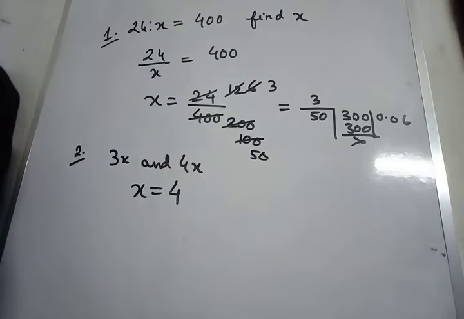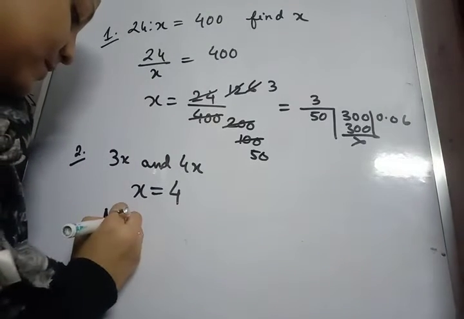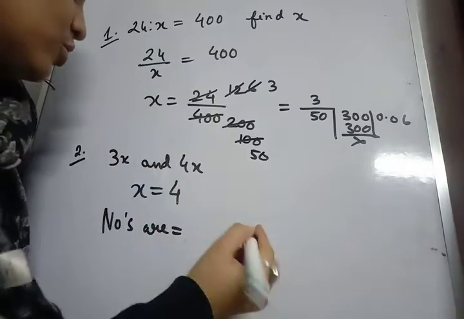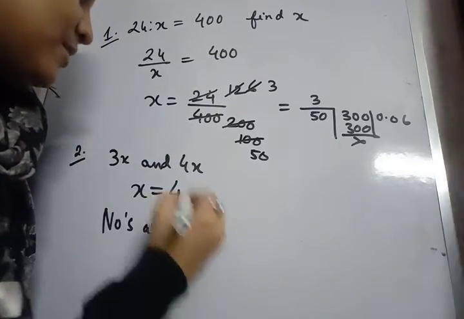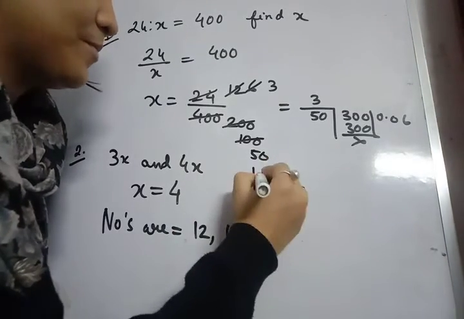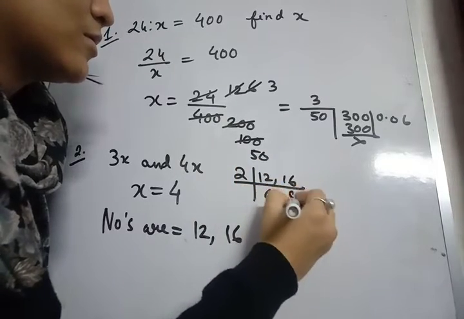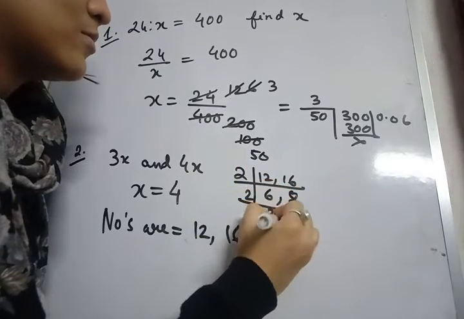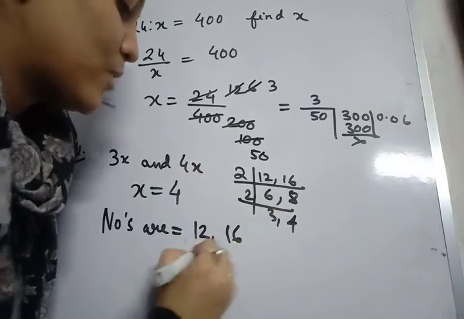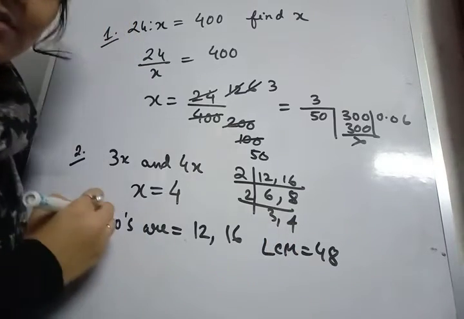Hence the two numbers are what? Two numbers are 3 into 4, so 12, and 4 into 4, that is 16. Now we have to find out the LCM of these two numbers, 12 and 16. So 2 4s are 8, 3 4s are 12, 12 4s are 48. So LCM is 48.